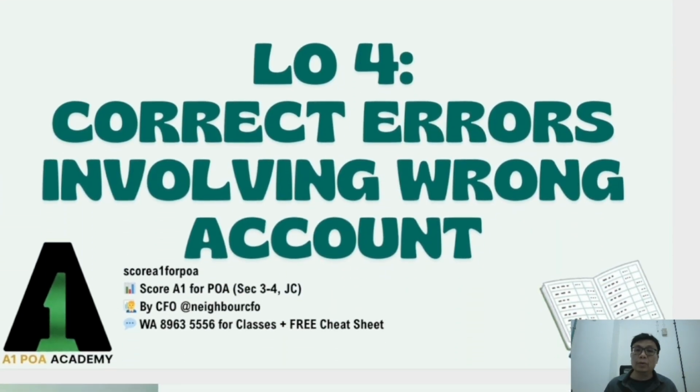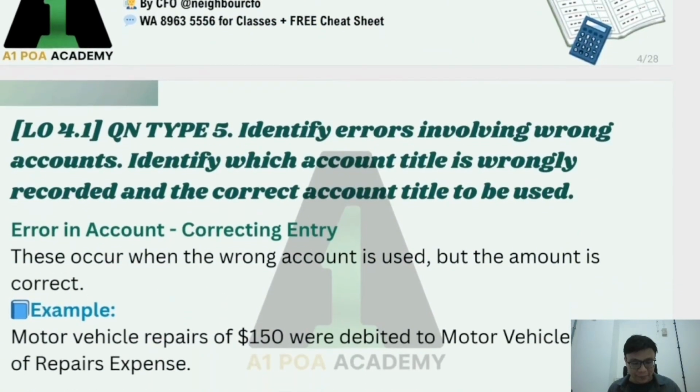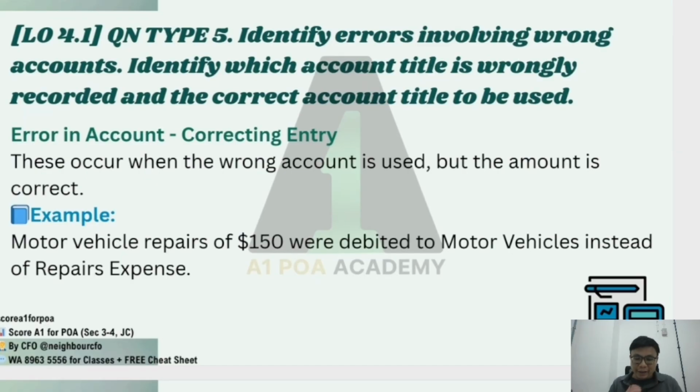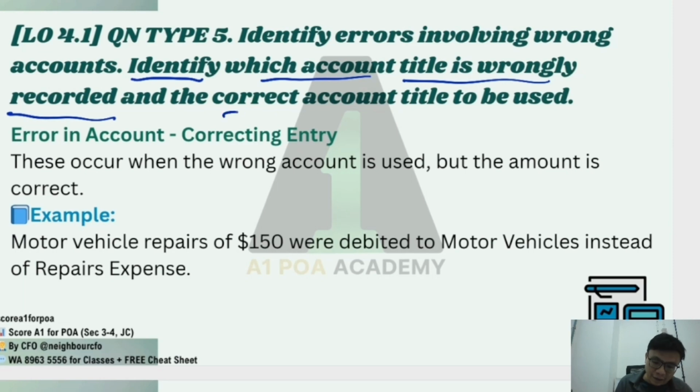In this slide, LO4, correcting errors involving the wrong account. Earlier in Part 1, we learned how to correct errors involving the wrong amount. Now is the wrong account. Identify errors involving wrong account. Identify which account is wrongly recorded. So exactly what we need to do, we need to identify which account title is wrongly recorded and the correct account title to be used.